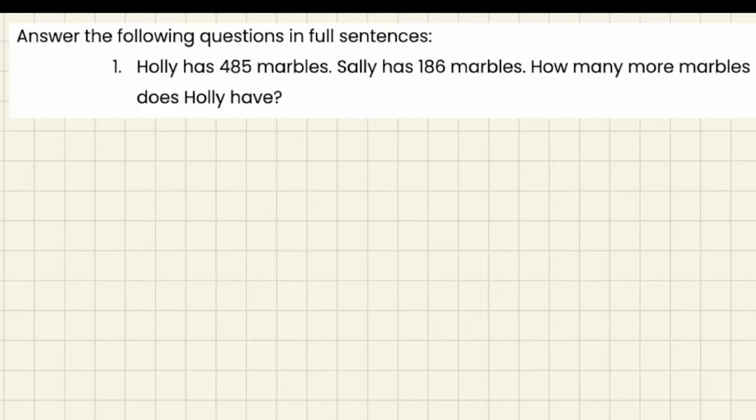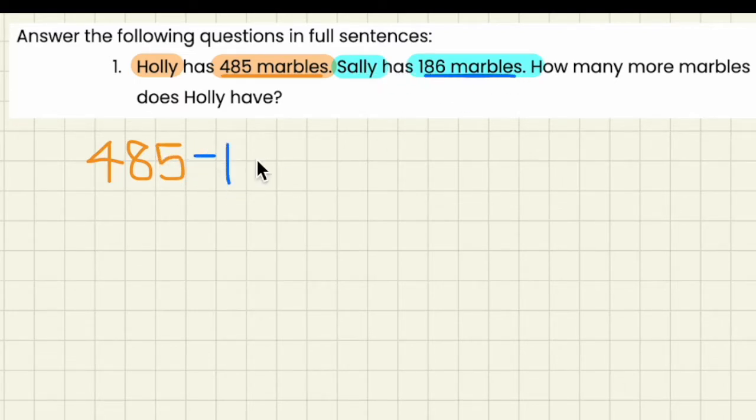This is the first word problem. Let's read it out together. Holly has 485 marbles. Sally has 186 marbles. How many more marbles does Holly have? To find how many more marbles Holly has compared to Sally, we have to subtract the number of marbles Sally has from the number of marbles Holly has. So that would be 485 minus 186. And let's write it into a vertical form.